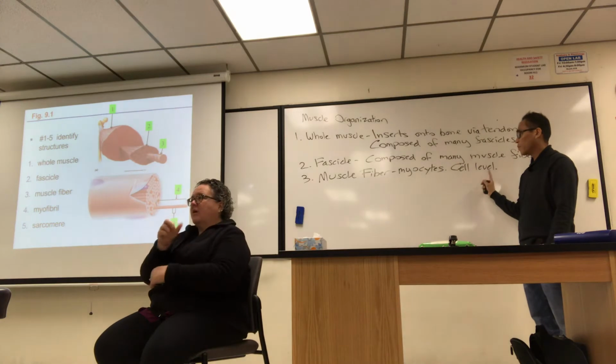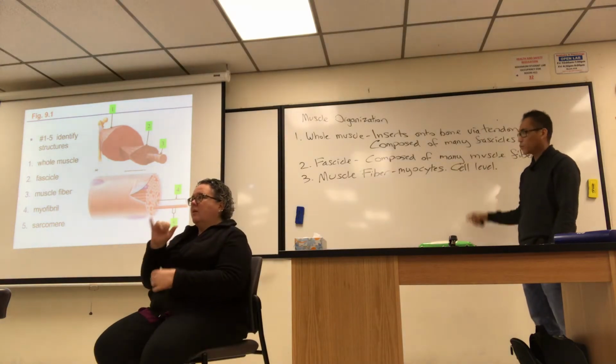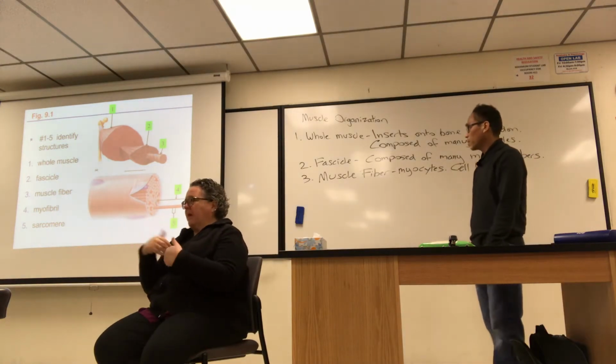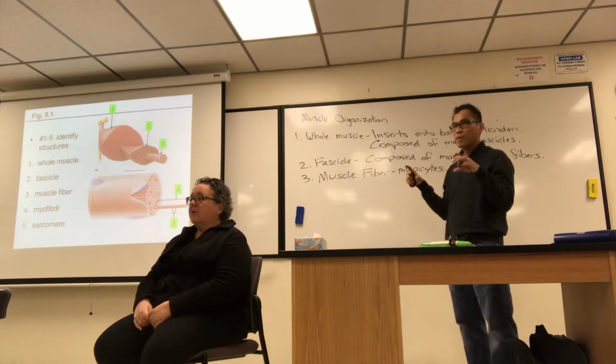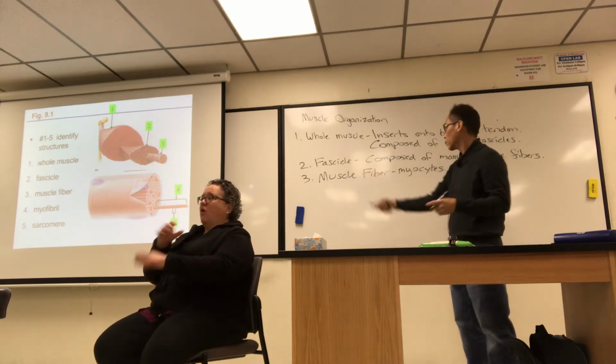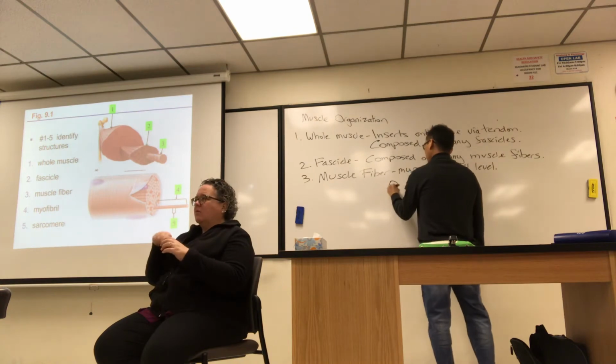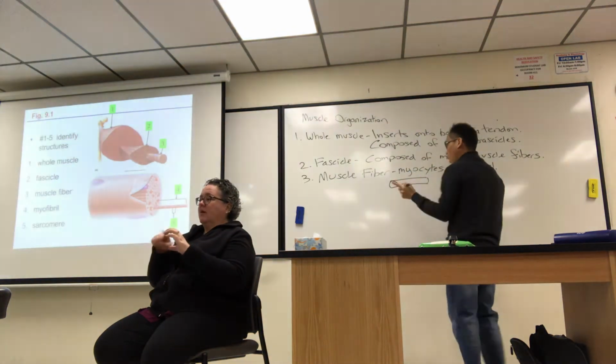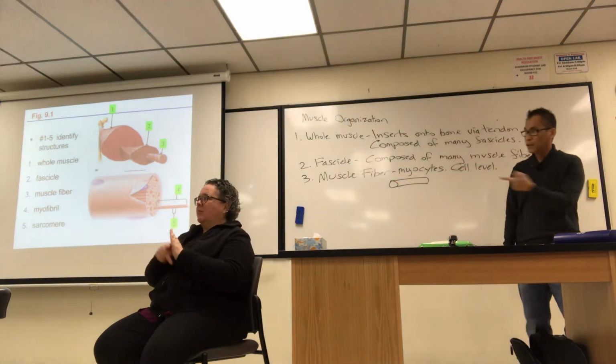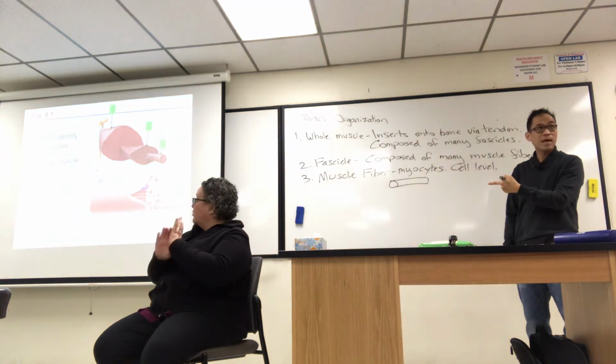So the cell level is important for any tissue. We'll talk about the muscle fiber because they're elongated cells. They're not round cells if you look at the picture, right? They're cylindrically shaped. They have many different properties. For example, you can look at the picture, they're multinucleated.